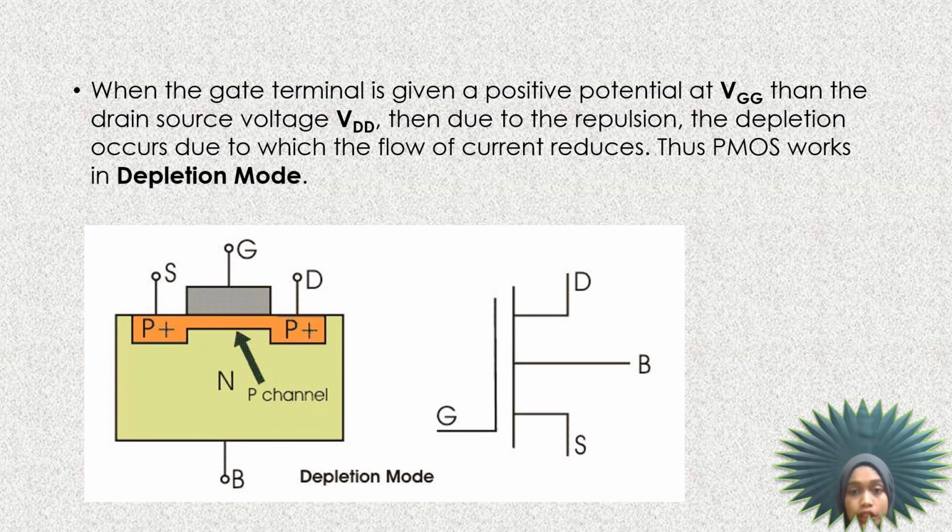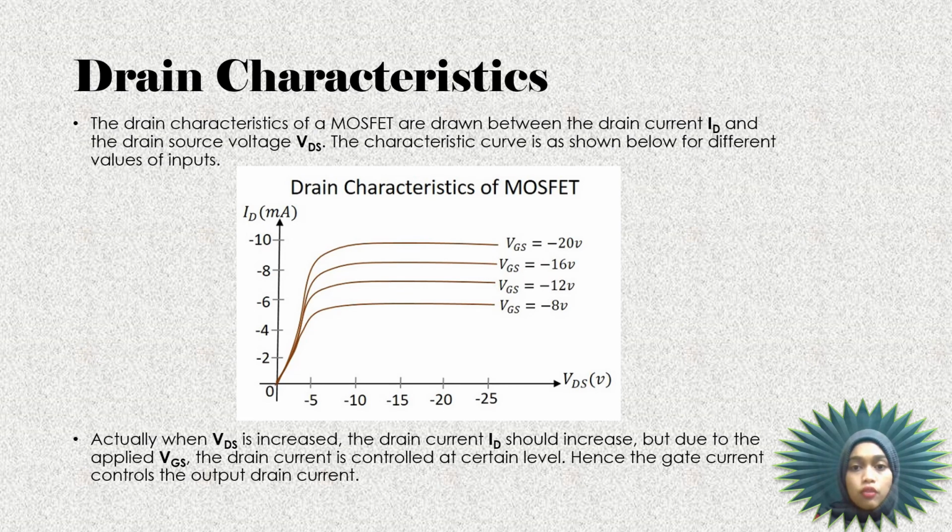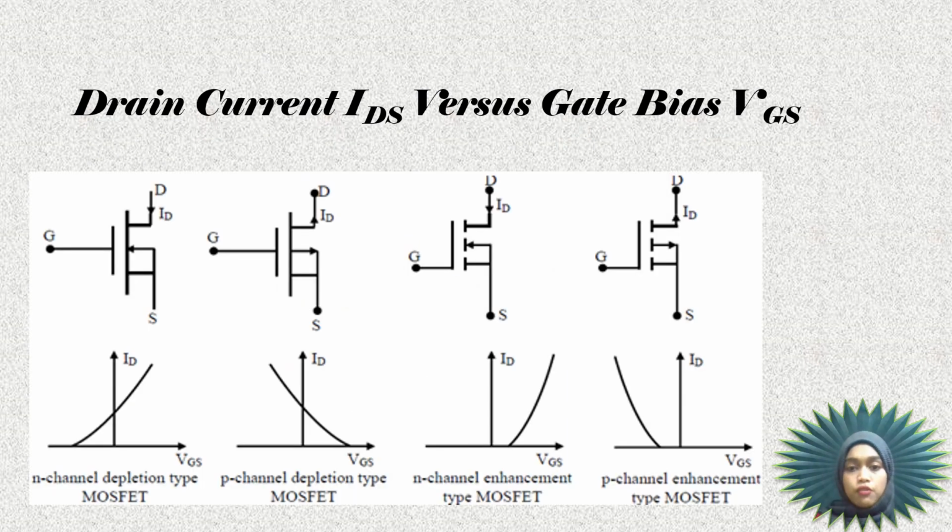The drain current versus drain-source voltage curve shows that when voltage is increased, the drain current should increase, but due to the applied voltage, the drain current is controlled at a certain level. Hence the gate voltage controls the output drain current. So here is the drain current versus gate bias graph for all types of MOSFET.